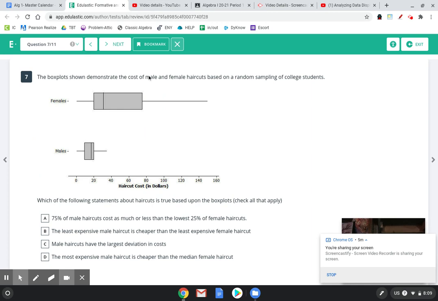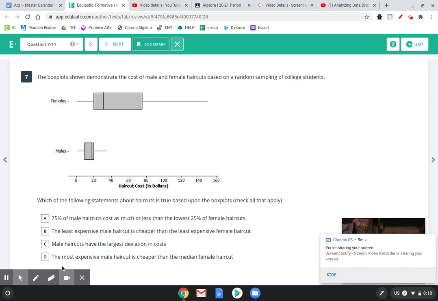Question 7, here are 2 box plots that demonstrate the cost of male and female haircuts based on a random sampling. Females' haircuts span in this box plot, and the male haircut prices span in this box plot. It says, which of the following statements about haircuts is true based upon the box plots? Check all that apply. A, 75% of male haircuts cost as much or less than the lowest 25% of female haircuts. Is that true? B, the least expensive male haircut is cheaper than the least expensive female haircut.